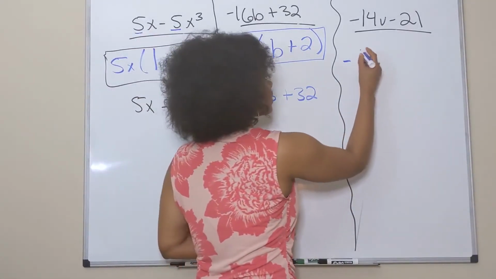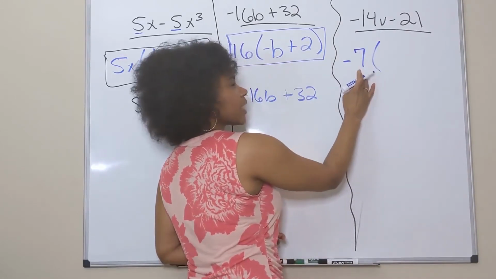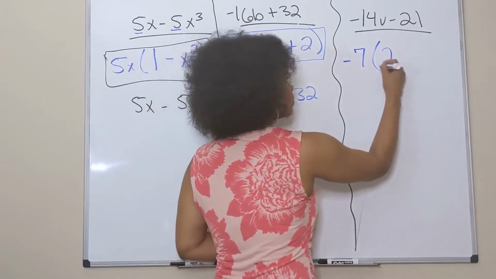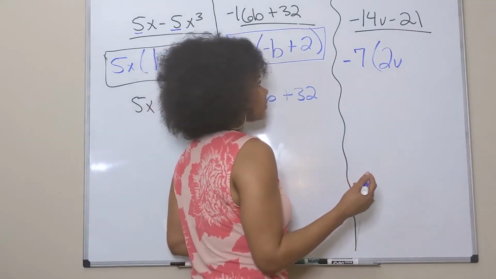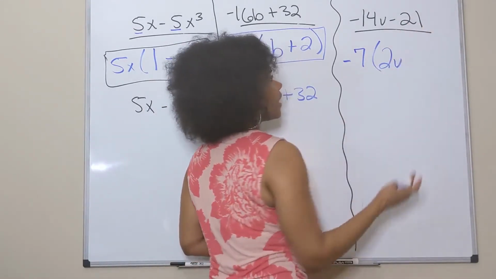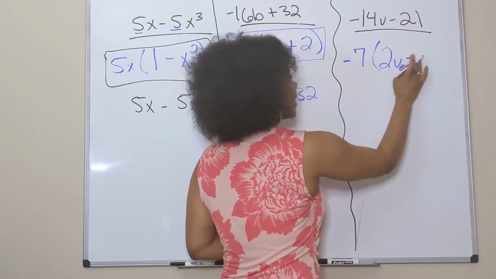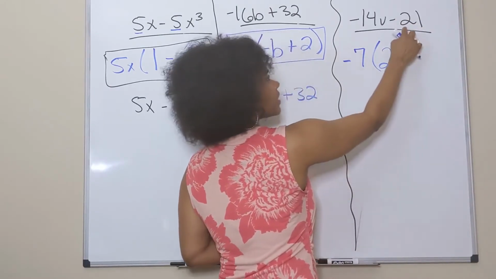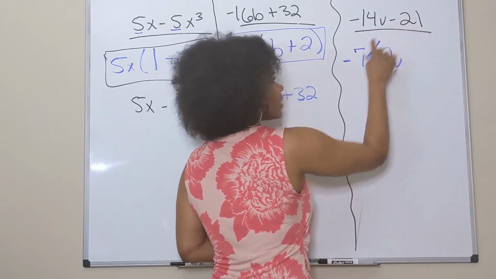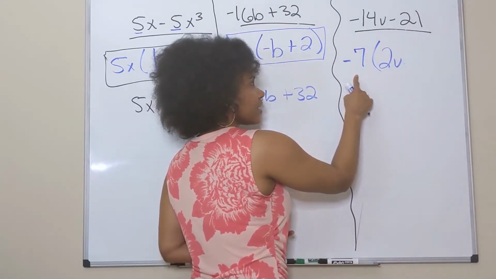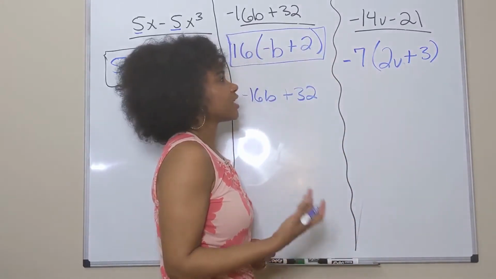So if I factor out a negative 7, because they're both negative, negative 14 divided by negative 7 is a positive 2. Bring down my v. Again, I could not factor out this variable because the 21 did not have a variable. I'm looking at this as a negative 21, since that's a minus 21. Negative 21 divided by a negative 7 is a positive 3, because remember, a negative divided by a negative is a positive.